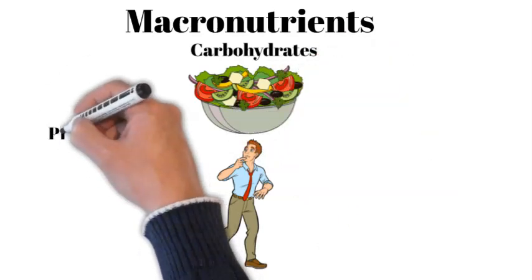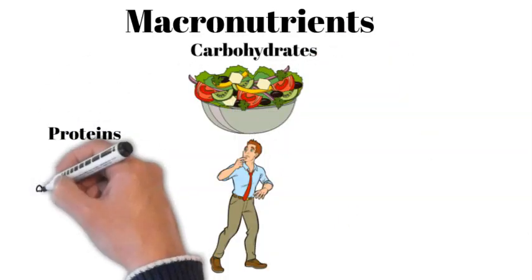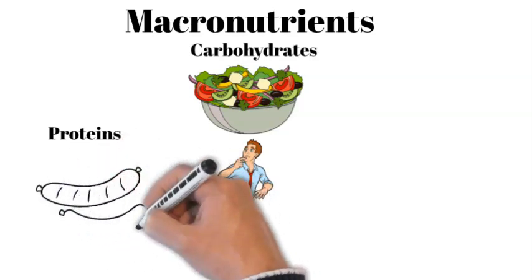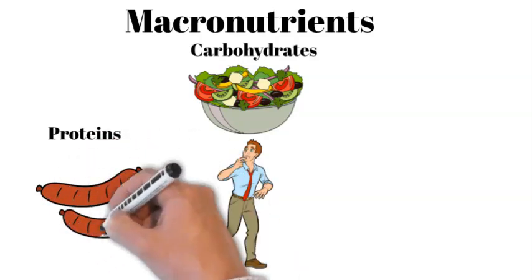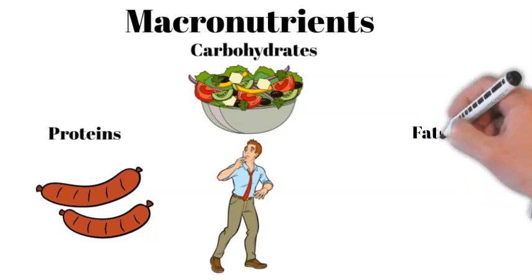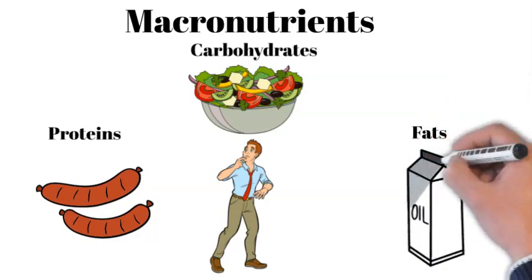Proteins are essential for growth and repair of tissues, as well as for maintaining immune function. They are found in foods such as meat, fish, poultry, beans, and dairy products. Fats serve as a source of energy, insulation, and cushioning for organs. They are found in foods such as oils, nuts, seeds, and fatty meats.